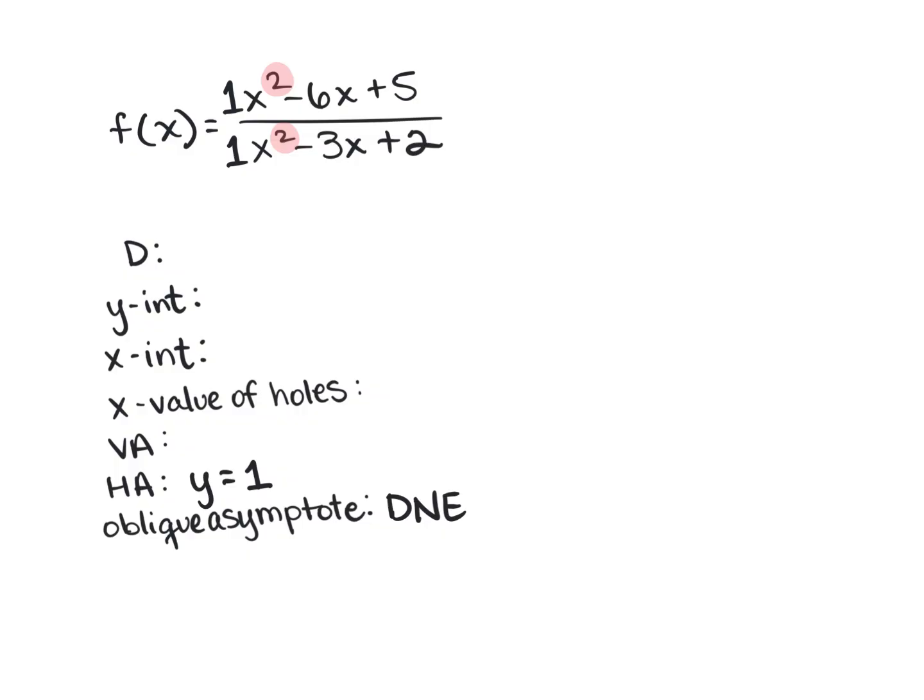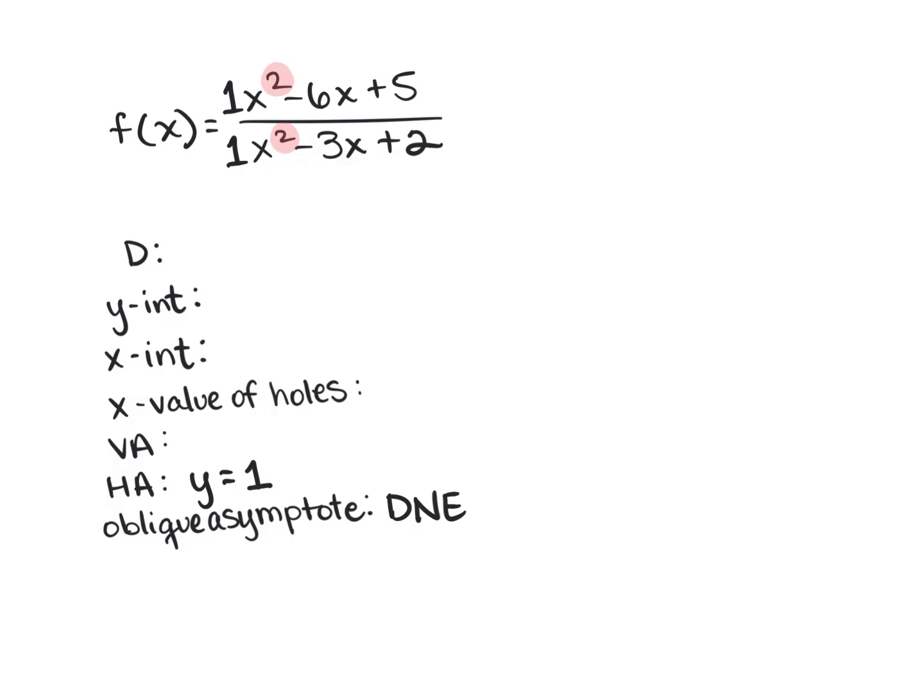Now, that's not to say that you don't also have a vertical asymptote, because that's a separate thing. So don't jump the gun and say, oh, if I've got one, I've only got one of 3. It's not that way. Horizontal and oblique can't be together, so you have one or the other, but not both.